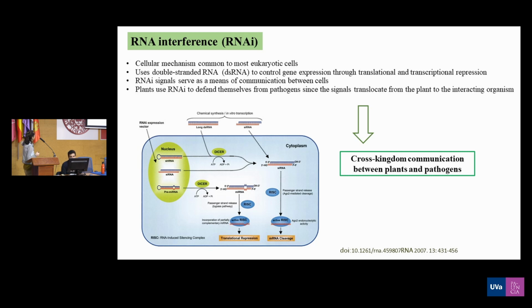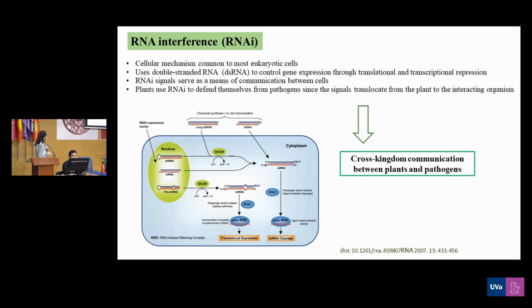Why is this really important? This can not only happen in one cell. Actually, these RNA signals serve as a means of communication between cells. So the silencing process that is happening in one cell can go to the entire organism because it passes from one cell to another. And why is that important to us?